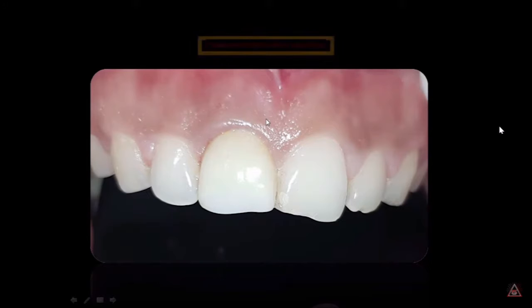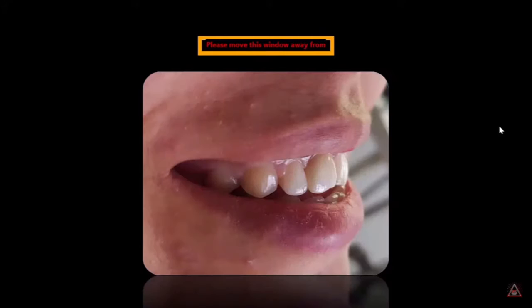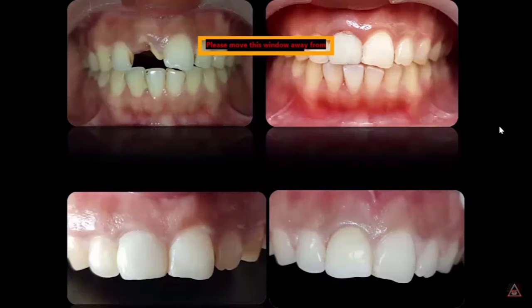So this is the advantage of immediate implantation with immediate loading. Immediate loading means placement of the crown on the same day after placing the implant. Nowadays on anterior teeth, I go for immediate implantation with immediate loading. So before starting treatment, immediately after surgery, after 1 year, and after giving your permanent crown.